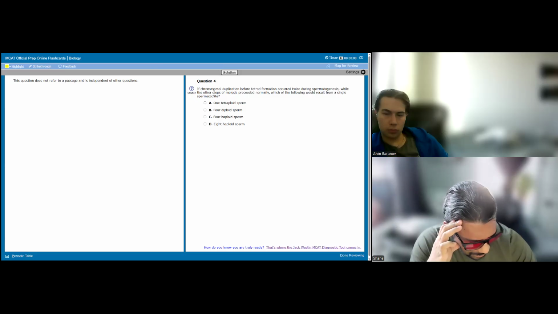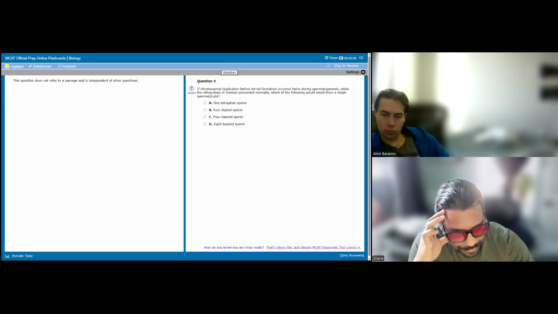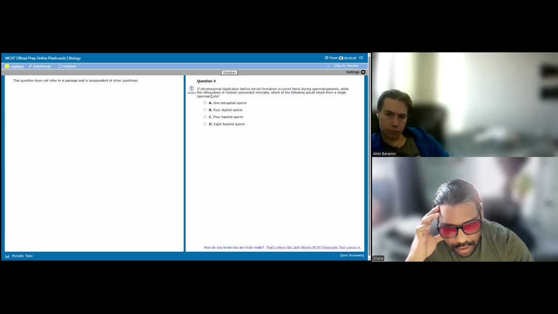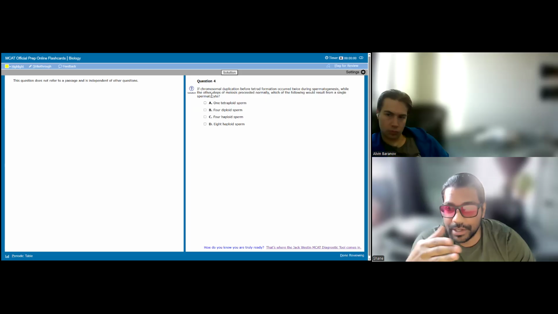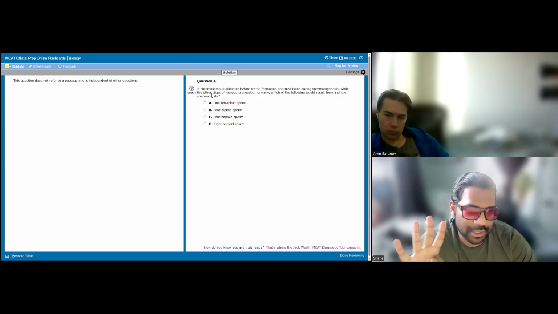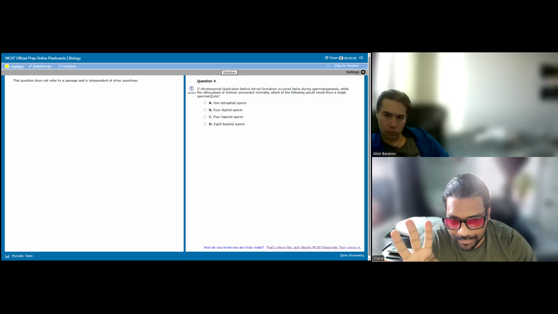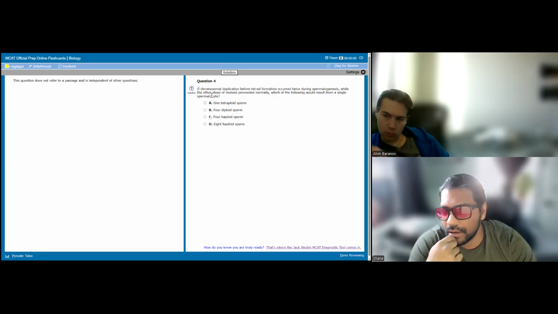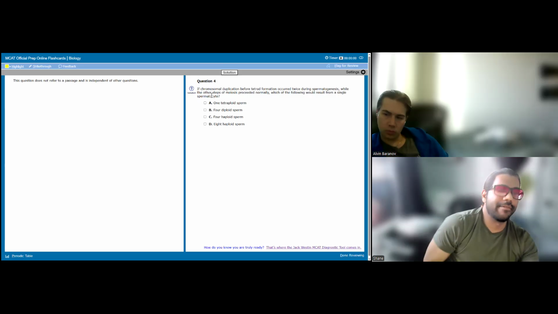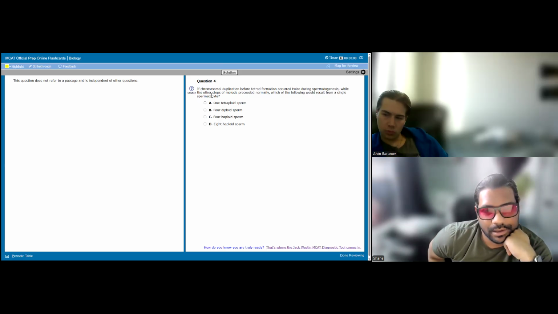Okay, they should have double the content of DNA. Otherwise, normally you would have four haploid sperm, but now you're still going to have four, but the genetic content of each is going to be doubled.